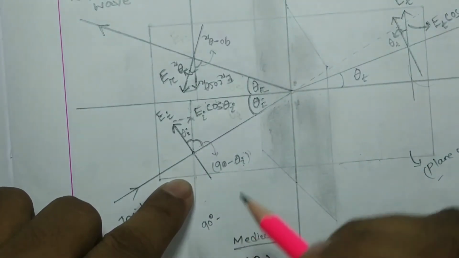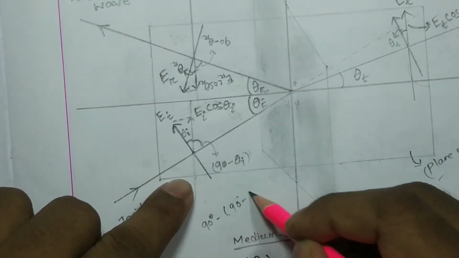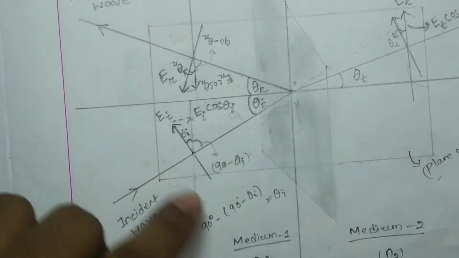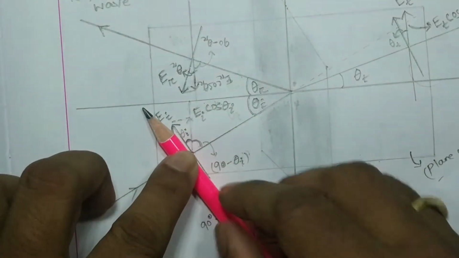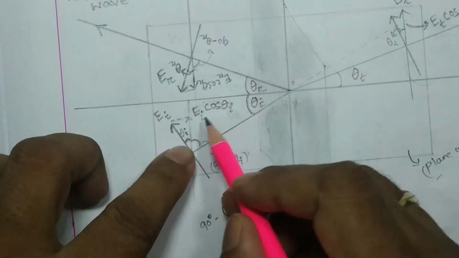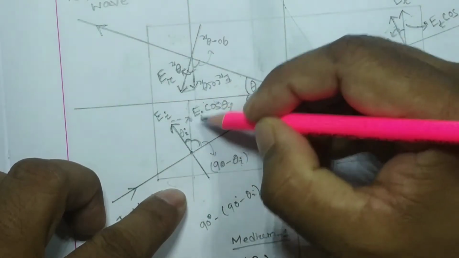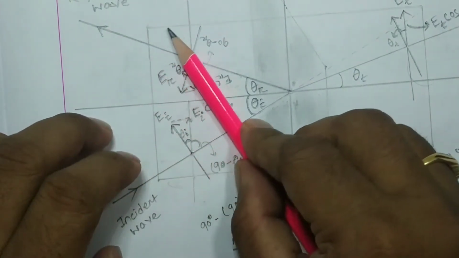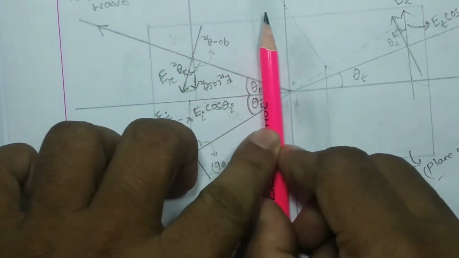90 degrees minus this angle, which is 90 minus theta I, will be how much? It will be theta I. That means this angle is also theta I. If this angle is theta I and this is your EI component, then this one will be your EI cos theta I component, right? Whenever EI is moving towards the interface, the EI cos theta component is moving towards the interface.